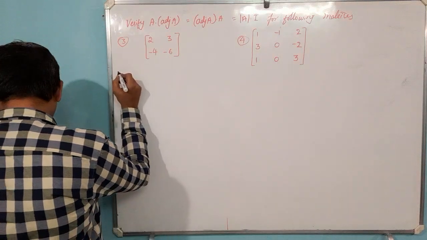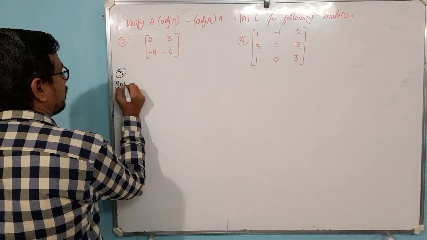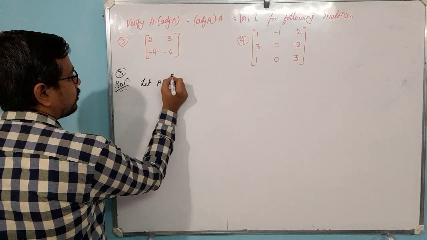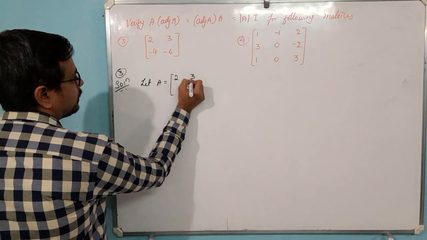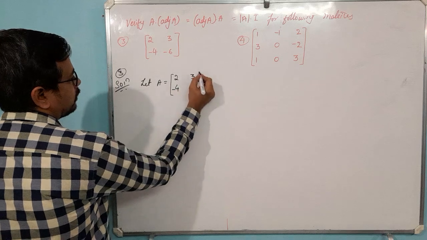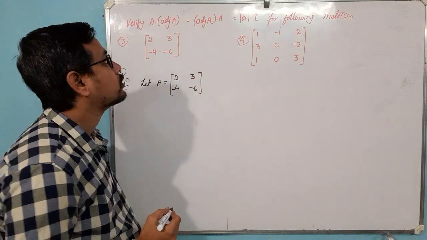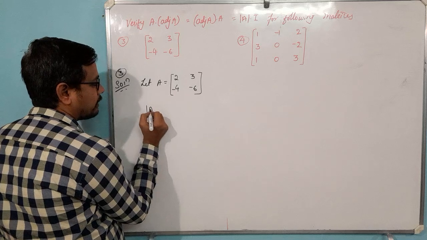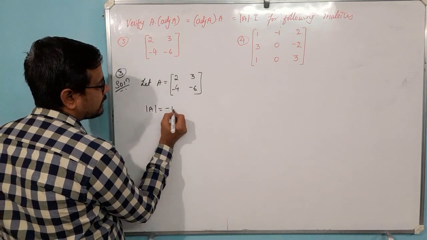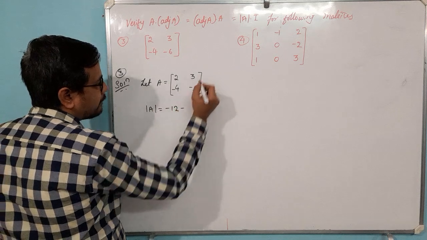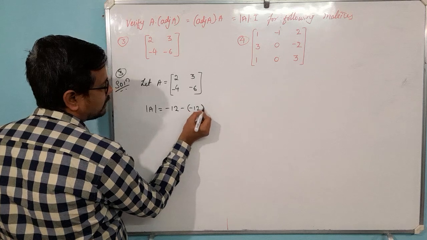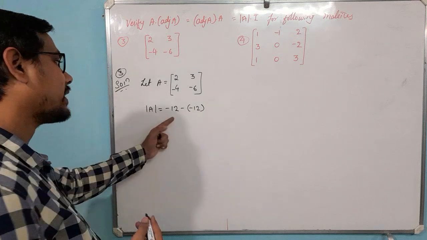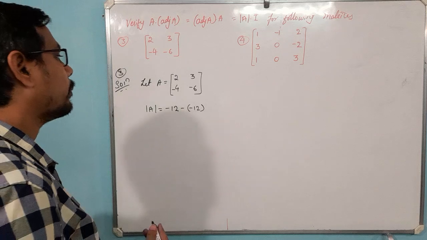Solution for the third one. Let A be equal to [2, 3; -4, -6]. So what we need is A into adjoint A. Let's find determinant A also for this. Determinant A is 2 into minus 6, minus 12, minus 4 into minus 3, minus 12. So 2 into minus 12, minus of minus 12.